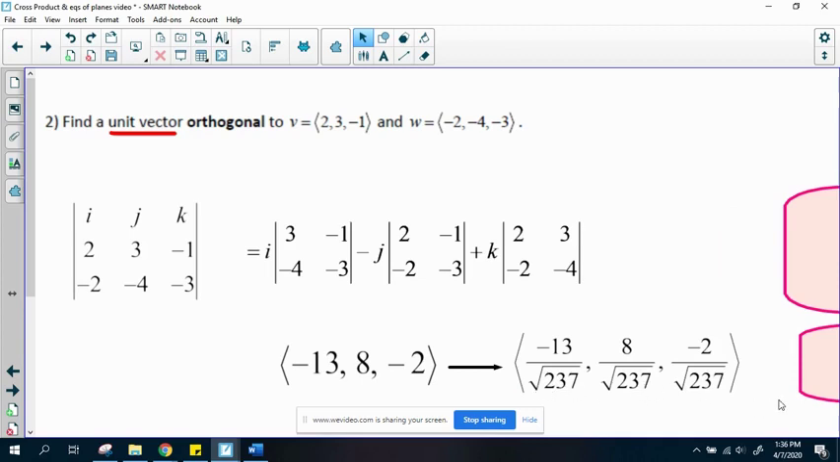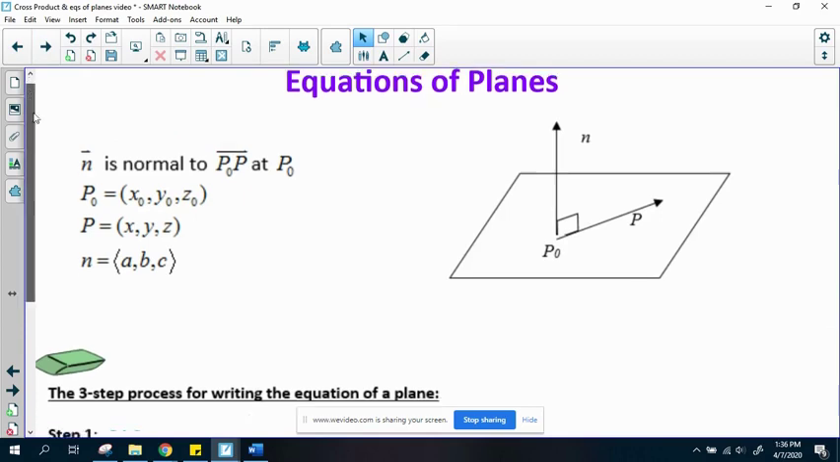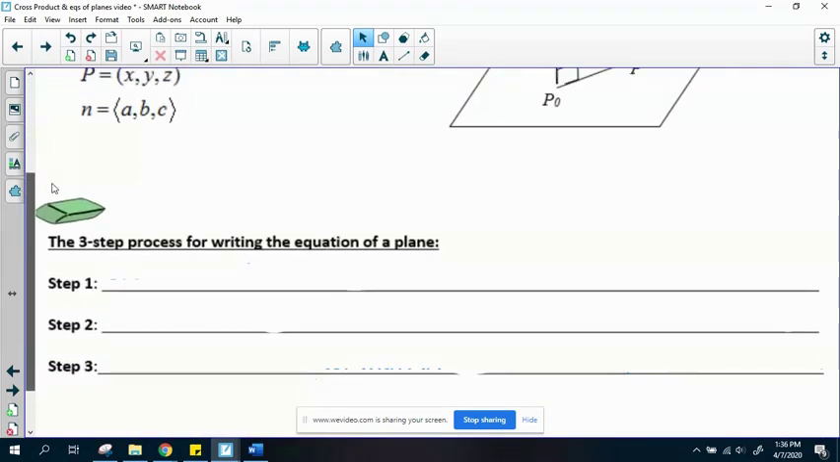And that's simply the cross product. So if we just ask you to cross two vectors, that's all you do. Now it's used for finding the equation of a plane, like a wall, like the ceiling, like the floor. Okay, so I'm going to first have you write down the steps, and then I'm going to try to explain it to you. So it's a 3-step process to find the equation.